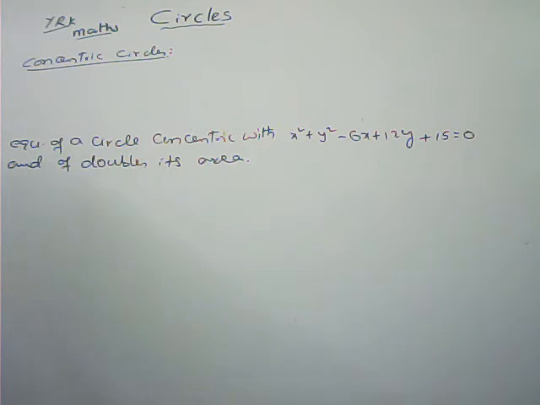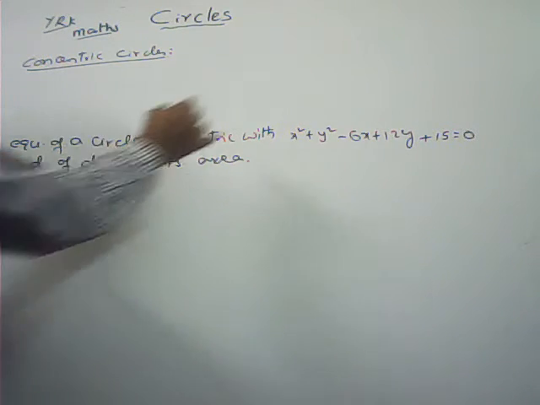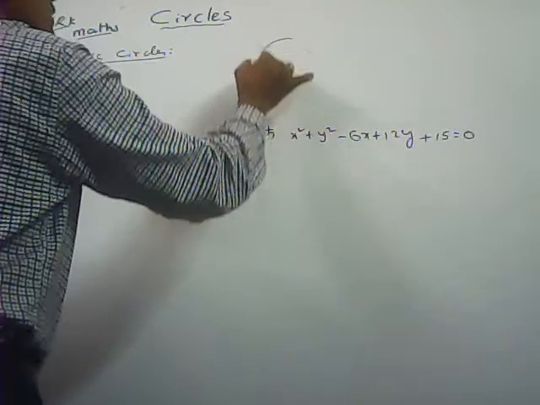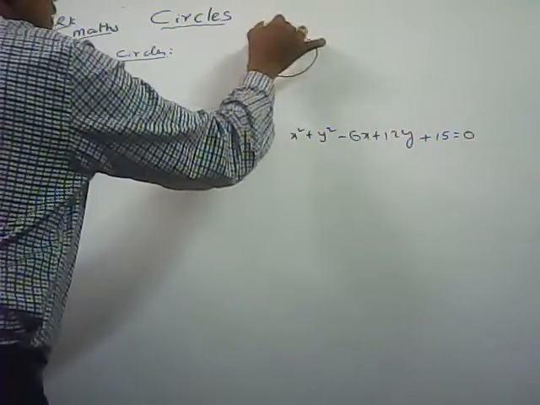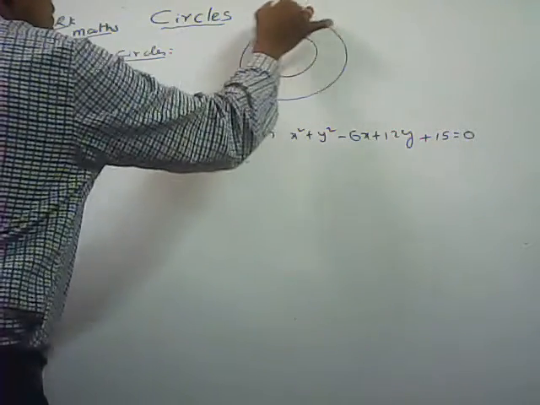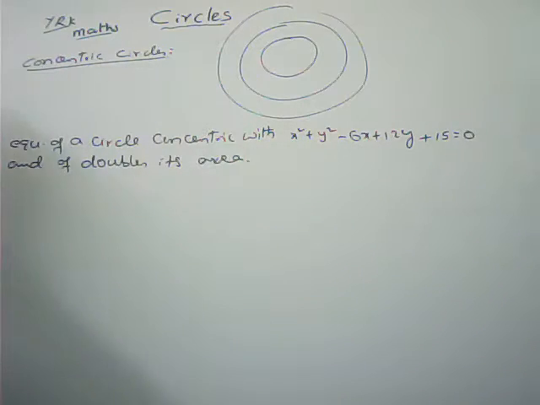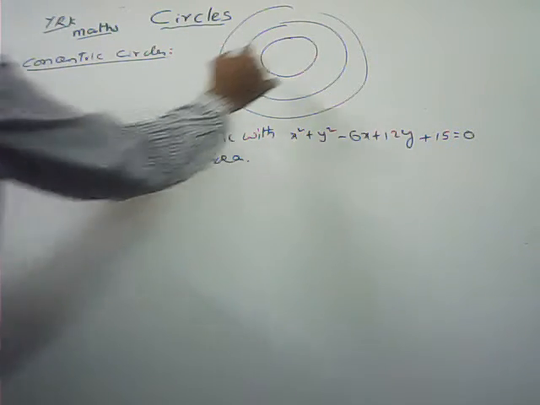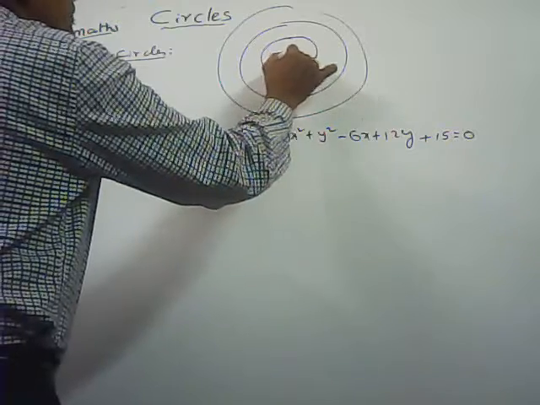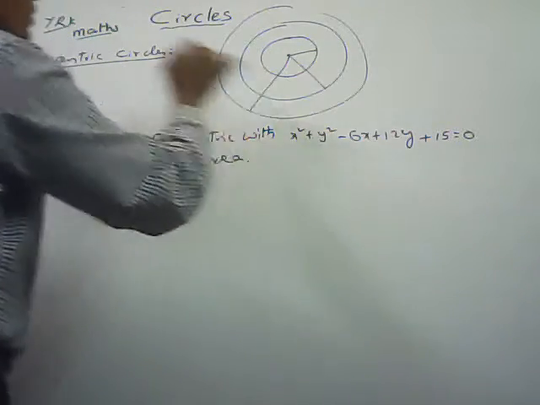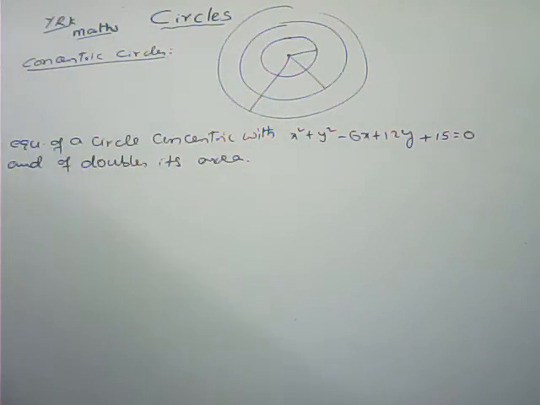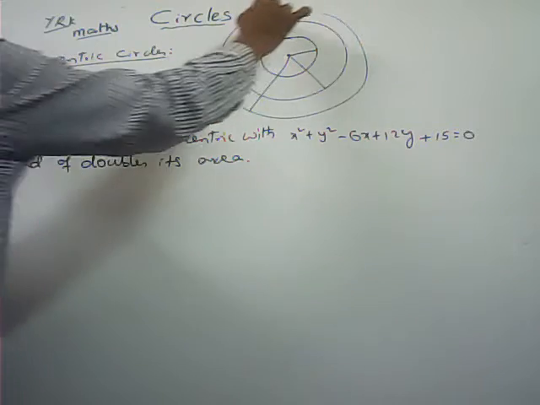Concentric circles. Two or more than two circles are said to be concentric circles if the center is the same and the radii are different. All these three circles have the same center and different radii, so these circles are said to be concentric circles.